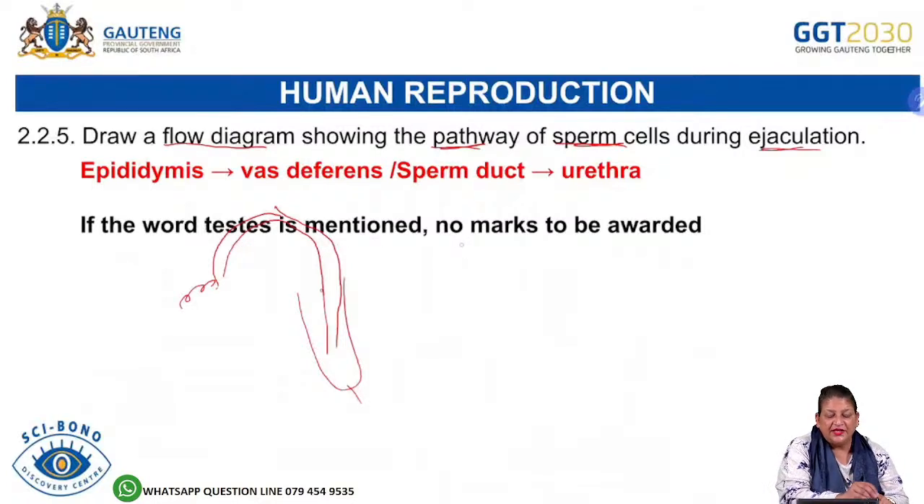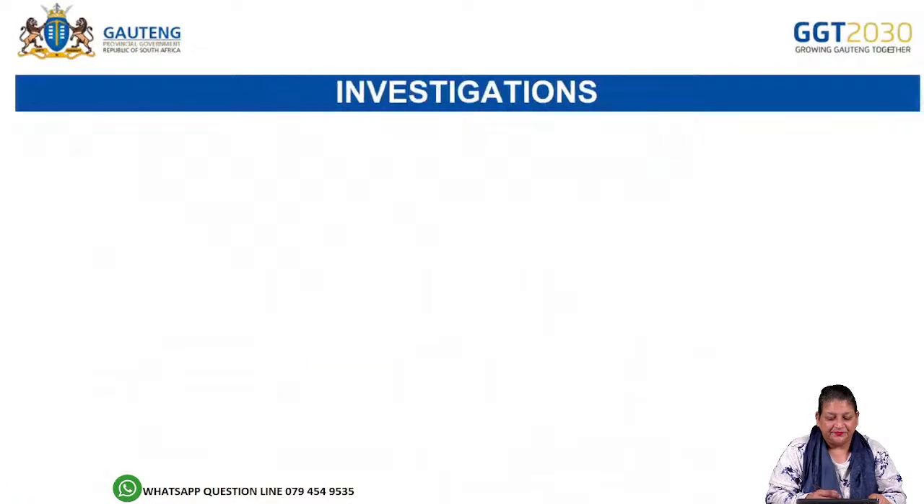So even if you had testes, epididymis, vas deferens, urethra, although it may sound a perfect answer, it's wrong, because when you ejaculate, the sperms do not come directly from the testes, but leave the storage place first. Okay, so it leaves the storage place, which is the epididymis.